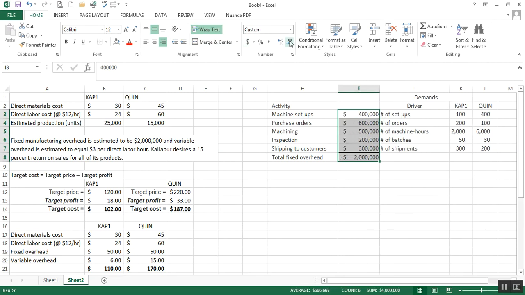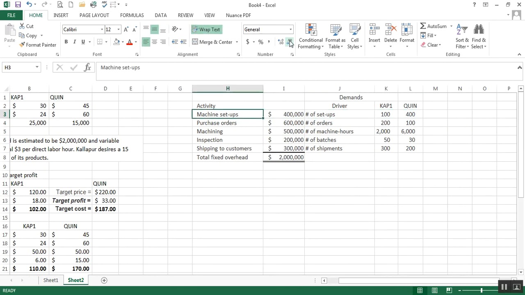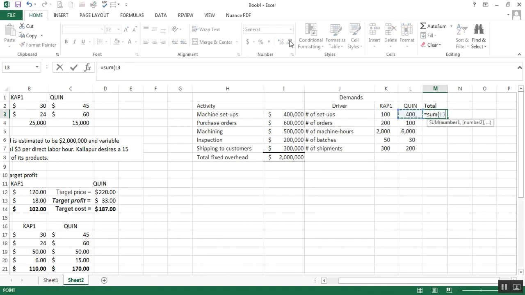$400,000 of it is from machine setups, $600,000 is purchase orders, $500,000 is machining, $200,000 is inspection, and $300,000 is shipping to customers. For each of these activities, we have a cost driver: number of setups, number of orders, number of machine hours, number of batches, number of shipments, okay? The first thing we're going to do is figure out the total of each one. So the total of each cost driver is here.